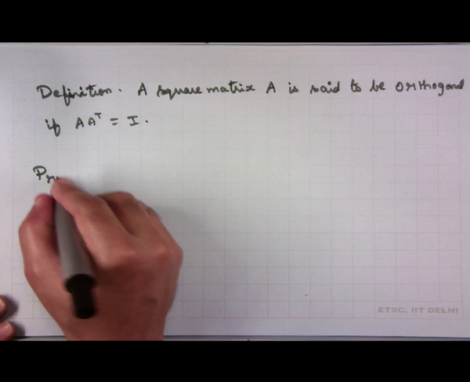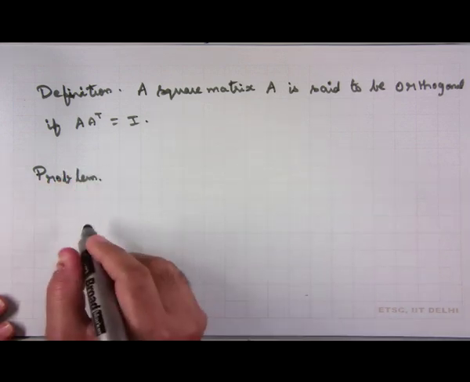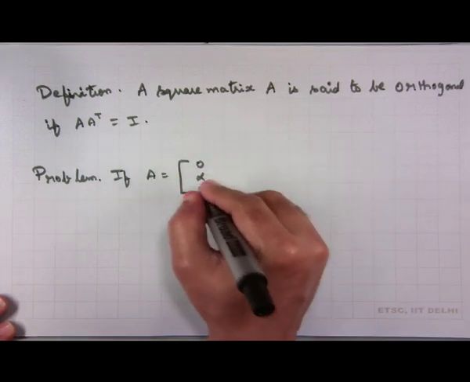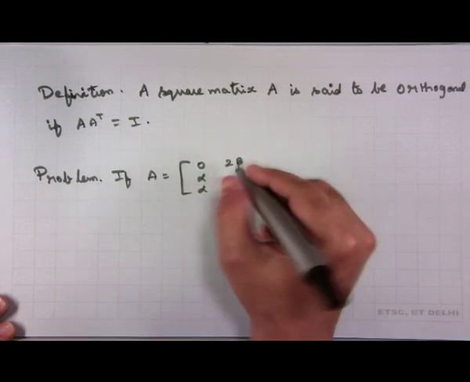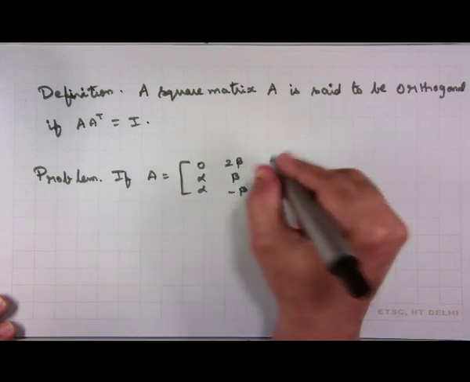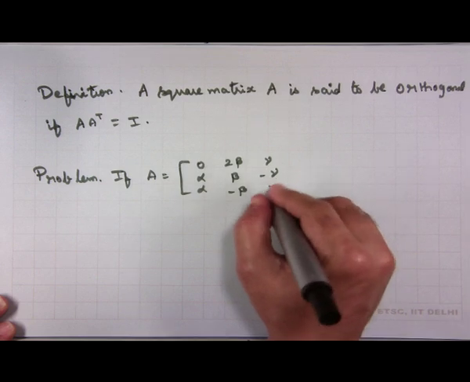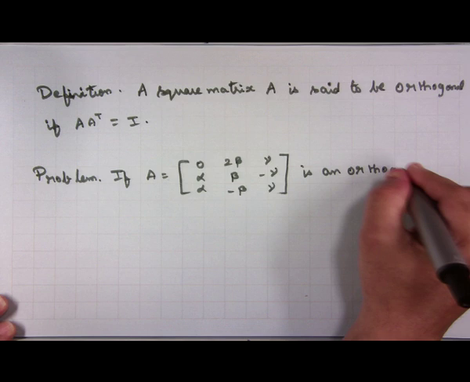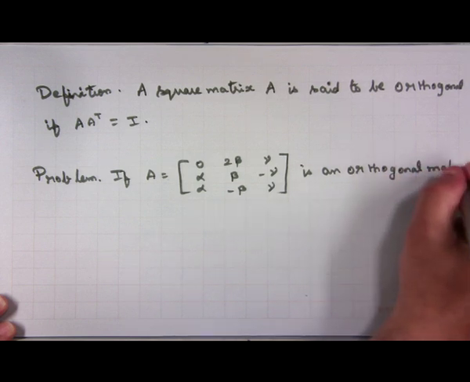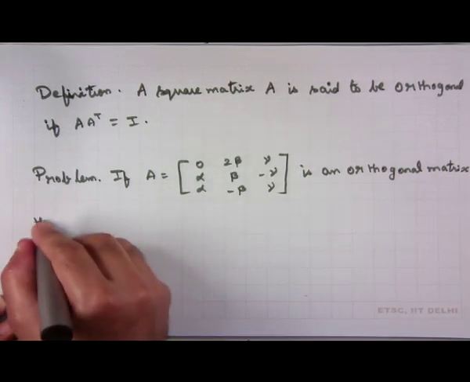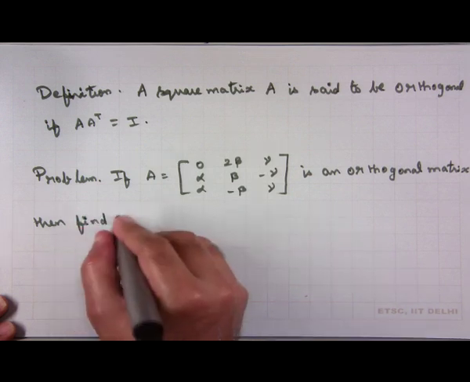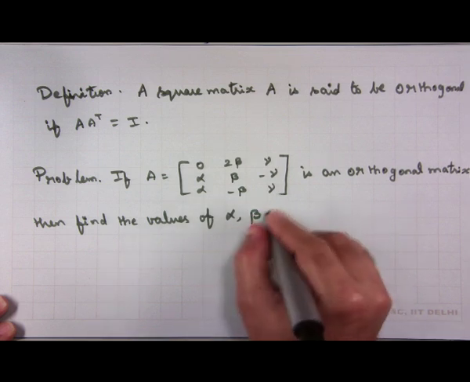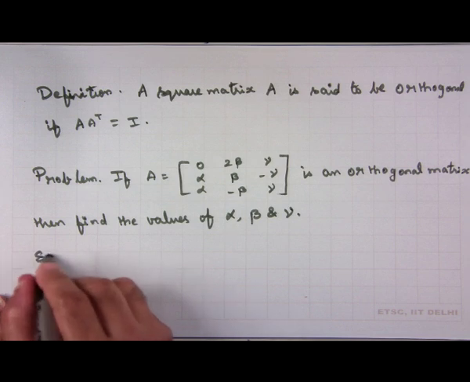Now, the next problem is if A equal to 0 alpha alpha, 2 beta beta minus beta, gamma minus gamma gamma is an orthogonal matrix, then find the values of alpha, beta and gamma. Let us try to solve this.